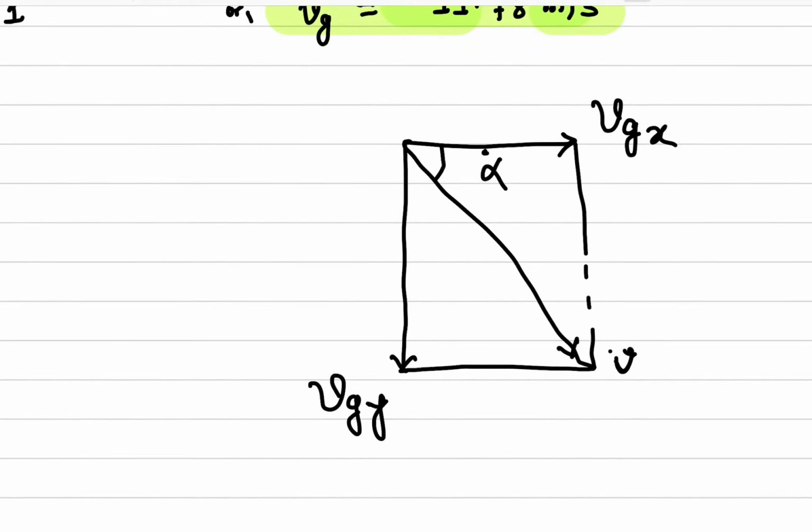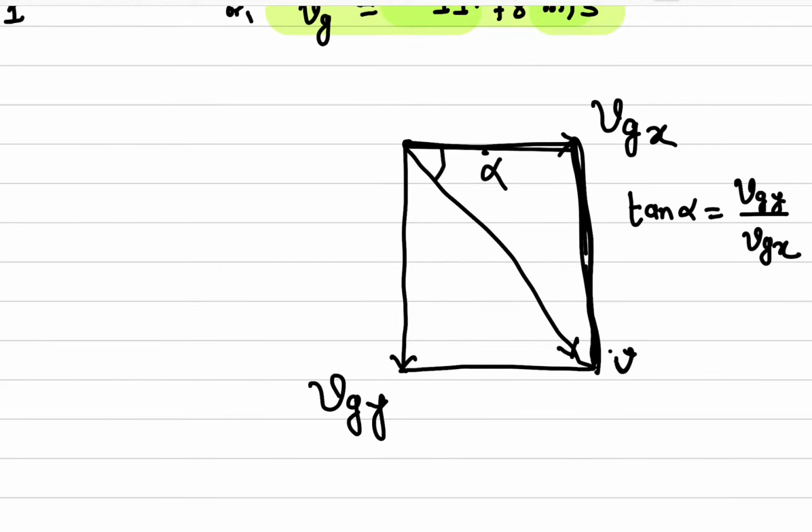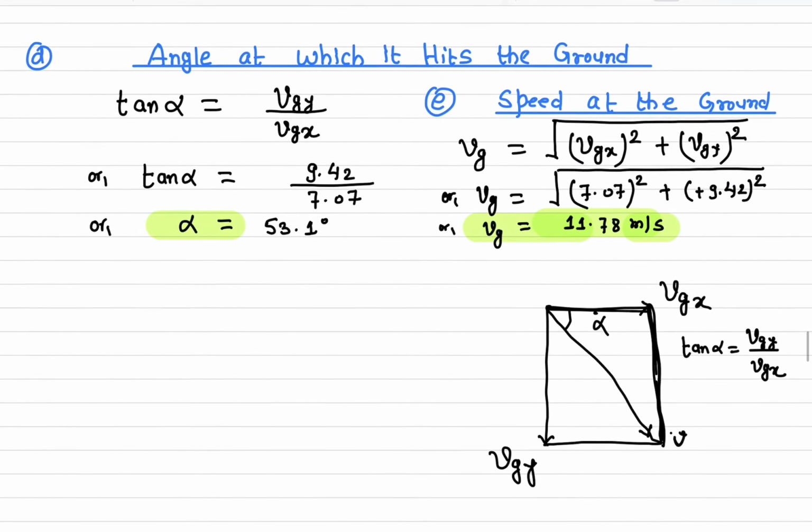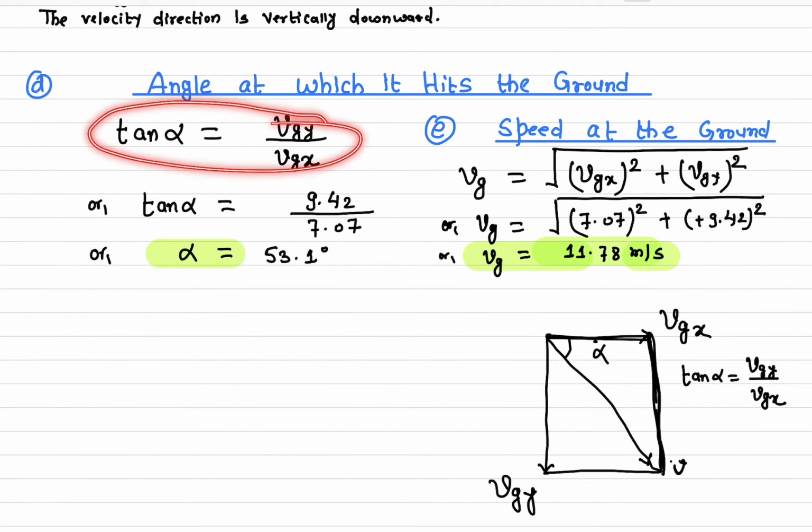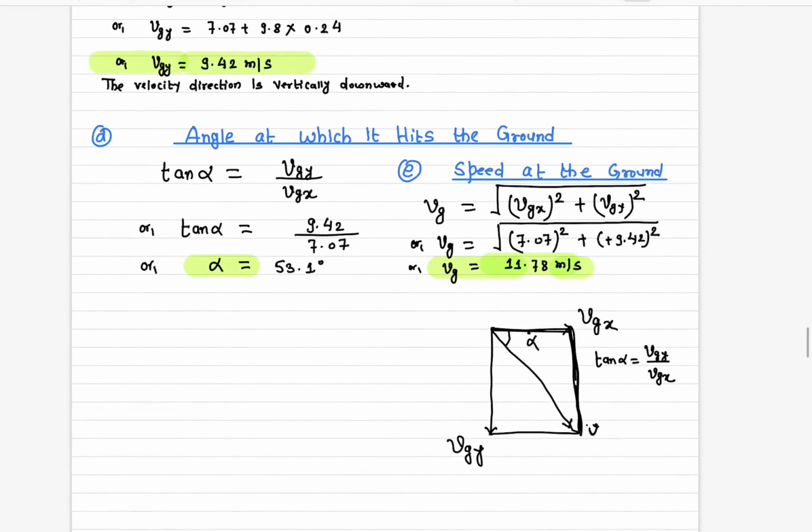So how do I find out the angle alpha? Now if you look into this triangle here, then the tangent alpha would be this. The tangent alpha would be right over run. So right is vgy over run is vgx. That's how we find out the tangent alpha. So exactly, I'm using the same equation here. The tangent alpha is the y component divided by the x component. The y component is 9.42 and the x component is 7.07. So the alpha is 53.1 degree.